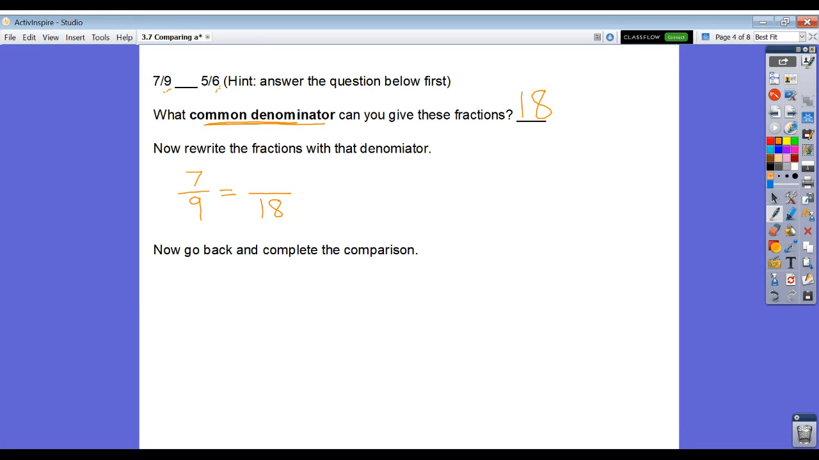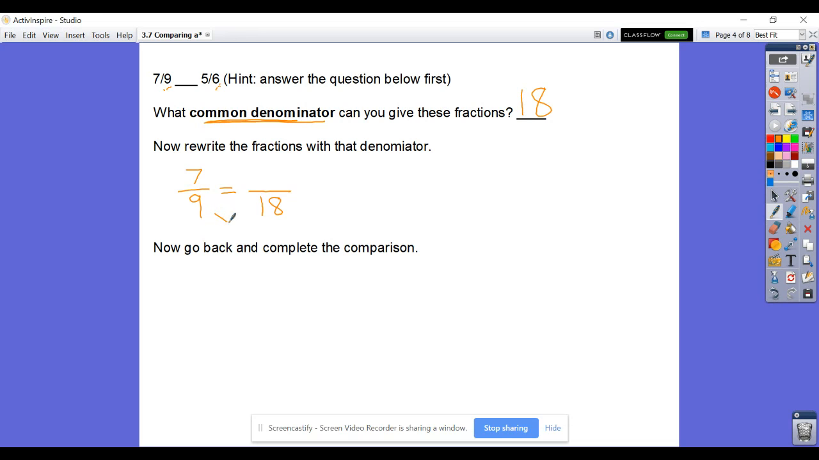So I will use the power of the equivalent fractions rule. I see that 9 times 2 would have gotten me 18. So whatever I multiply in the denominator, I also have to multiply by in the numerator. 7 times 2 gives you 14. Okay, now let's do it for 5/6.